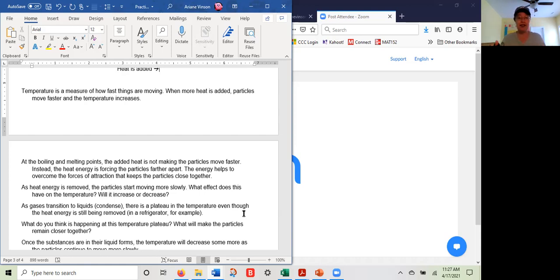But then things happen and the heat energy is removed. So maybe I put the substance into a refrigerator. In this case, maybe the music slows down a little bit, so the teenagers are getting kind of winded.